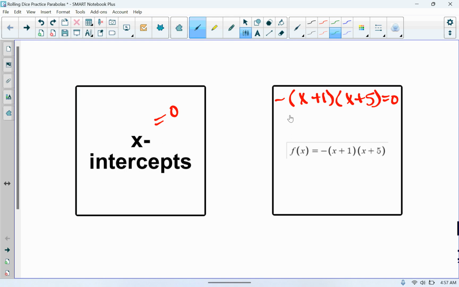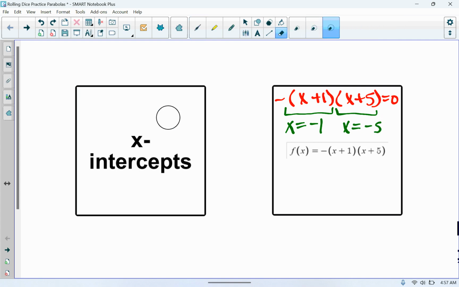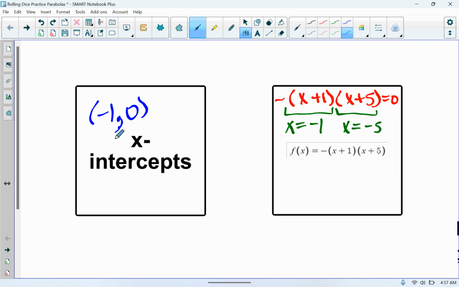All right, so I have this already factored. So all I need to do is find x values that make each factor equal to 0. So when I look at my first factor, which is x plus 1, the x value that makes it equal to 0 is negative 1. And when I look at my second factor, which is x plus 5, the x value that makes that one equal to 0 is negative 5. So those are my two zeros. Again, I'm asked for x-intercepts, so we're going to say negative 1, 0, and negative 5, 0. And that's it. All right.